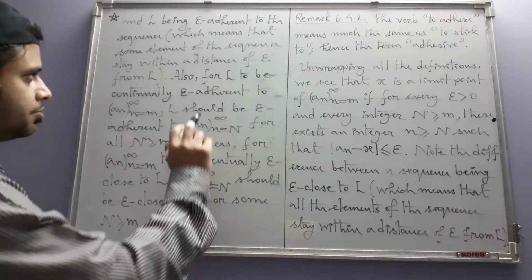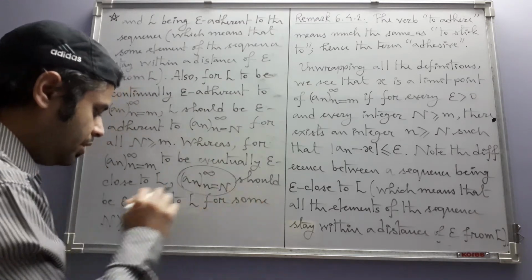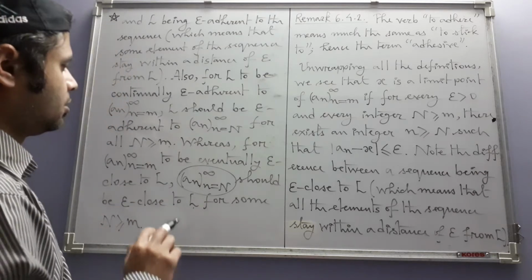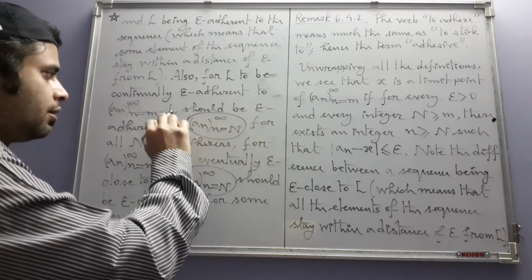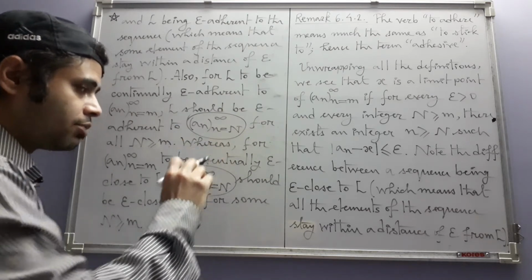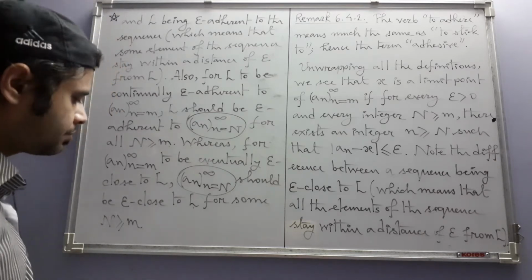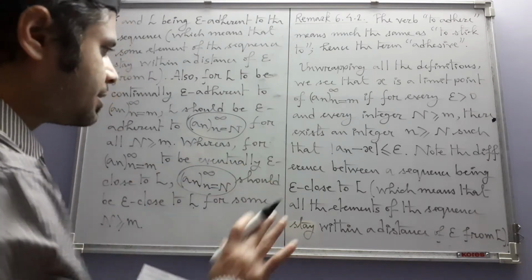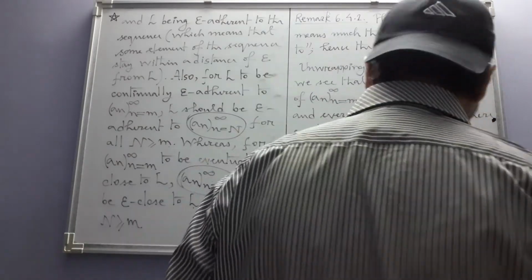Note one more thing, that this sequence being epsilon close to L is one notion, whereas L being epsilon adherent to this sequence is an entirely different notion. First of all, these things should be clear. Okay, now moving on.